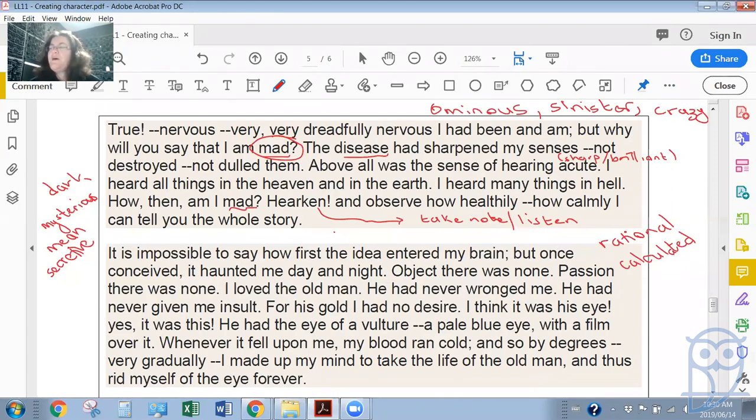The past tense probably reflects the way the person normally describes events. Yes, true nervous. He says true nervous, very, very dreadfully nervous, I had been and am. And so we already know this is in the past tense: it is impossible to say how first the idea entered my brain. So he's talking from the past, and it haunted him day and night. And so they have a very specific way of describing things, which possibly could reinforce how mad they are, the fact that they're just so calmly explaining these events and the thoughts that went through their head in order to commit this murder.